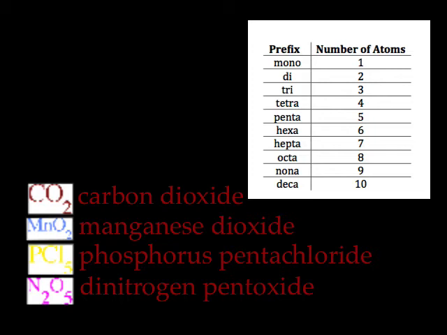So the key to this is first identifying if it's ionic or molecular. If it's molecular, count how many atoms of each kind there are, use the prefixes, and name it. Notice, however, the second element in the pair always changes its ending to -ide, just like in the ionic. However, we use the prefixes to count how many of each one there are.